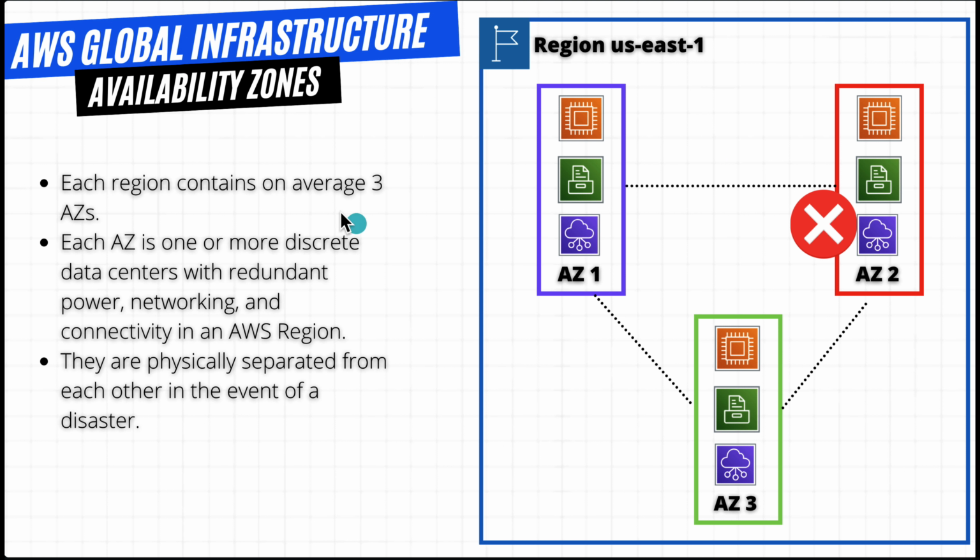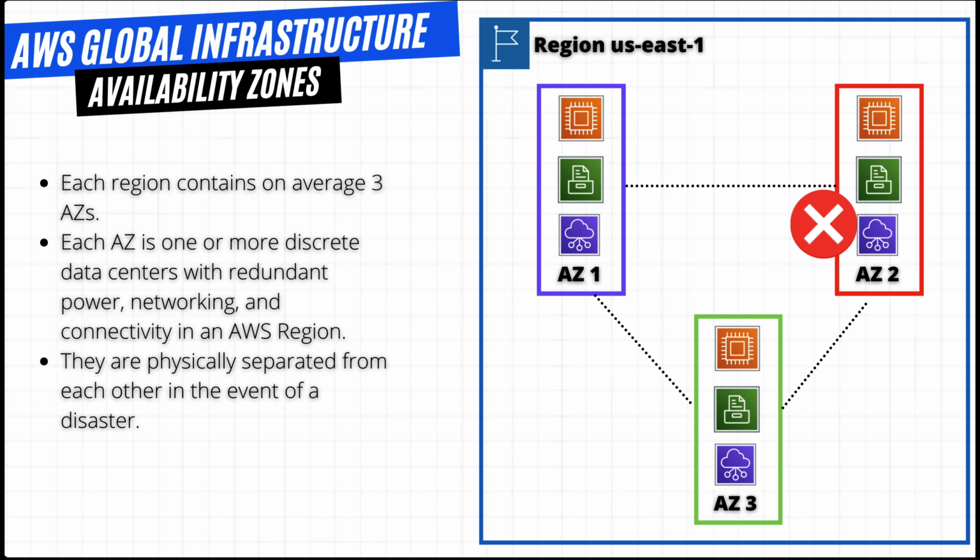Like previously mentioned, availability zones make up AWS regions. On average, you will have about 3 availability zones, or AZs, per region. You can have as many as 6 AZs per region, and the lowest is 2 AZs per region. All of these AZs are interconnected with high bandwidth, low latency network connections and geographically isolated from each other. Each AZ will have its own redundant power, networking, and connectivity in the AWS region in the event of failure.